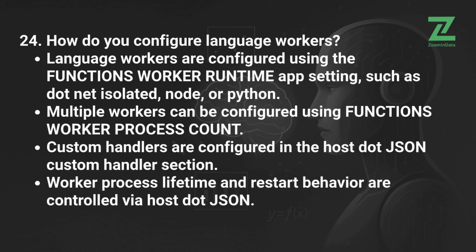24. How do you configure language workers? Language workers are configured using the FUNCTIONS_WORKER_RUNTIME app setting, such as dotnet-isolated, node, or python. Multiple workers can be configured using FUNCTIONS_WORKER_PROCESS_COUNT. Custom handlers are configured in the host.json custom handler section. Worker process lifetime and restart behavior are controlled via host.json.